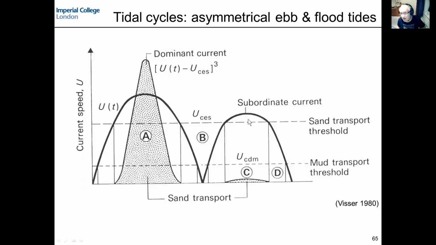The subordinate tide, well, that excess velocity above the threshold is quite small, and therefore we only move a small volume of sand. So what this means is there's a big asymmetry in the size of the crossbeds that are produced by the dominant tide versus the size of the crossbeds produced by the subordinate tide.